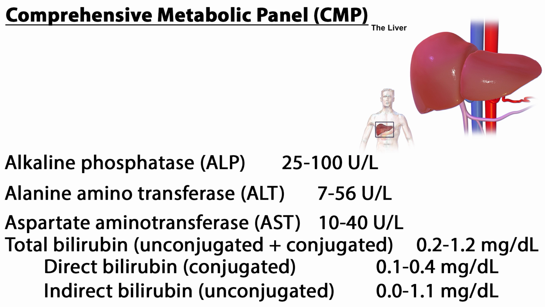There are two forms of bilirubin that can be measured: unconjugated bilirubin and conjugated bilirubin. The total bilirubin includes unconjugated plus conjugated and has a reference range of 0.2 to 1.2 milligrams per deciliter. If the total bilirubin is increased, a direct bilirubin gives an estimate of the amount of conjugated bilirubin present and ranges from 0.1 to 0.4 milligrams per deciliter. The indirect bilirubin gives the amount of unconjugated bilirubin, which should range from 0 to 1.1 milligrams per deciliter.